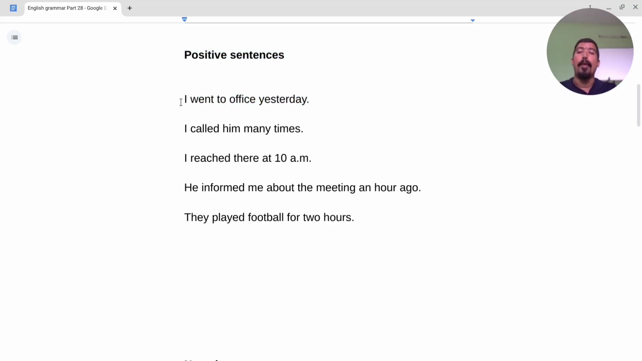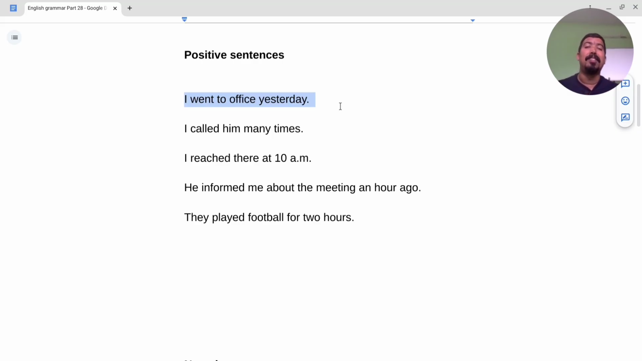Okay. So I went to office yesterday. These are positive sentences. I is the subject part, so I have highlighted it with the mouse in light blue color on the screen. Please read along with me. I is the subject, went is the past form of verb, office is the object part, and yesterday is the time. I went to office yesterday.